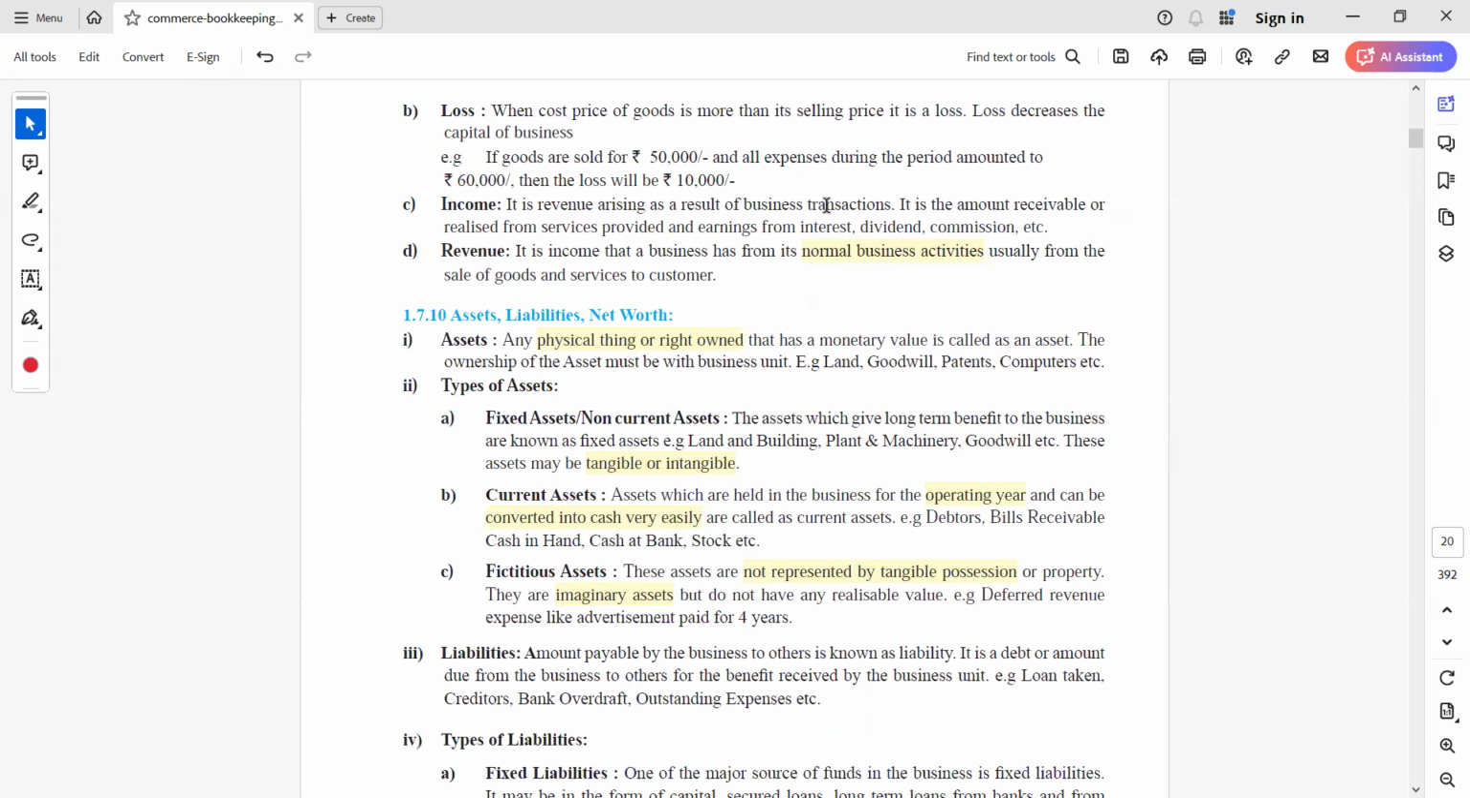Income, it is a revenue arising as a result of business transaction. It is the amount received or realized from the service provided and earned from the interest, dividend, commission. Okay, बैंक के लिए basically service provided and earning from the interest, dividend, commission. Revenue, income that business has from its normal business activity, usually from the sale of goods and services to the customer. Revenue इसमें भी बैंक के लिए भी ये revenue हो जाएगा.